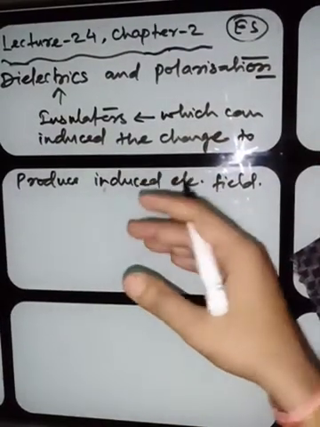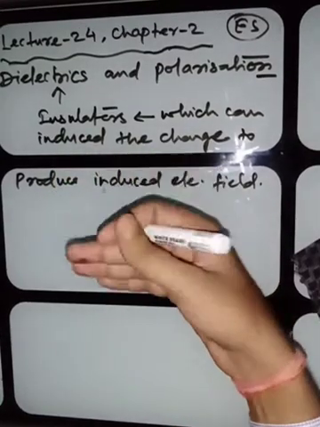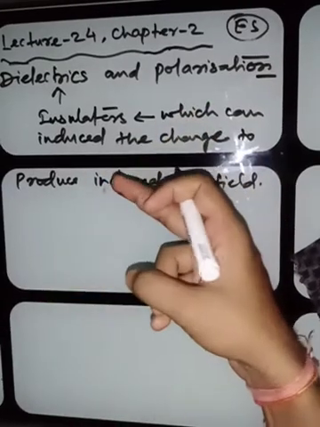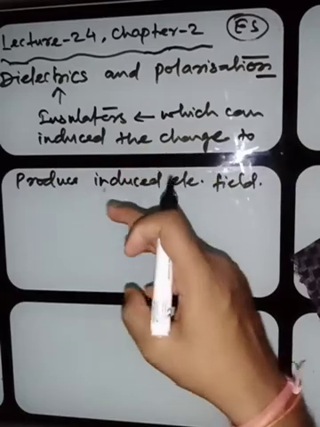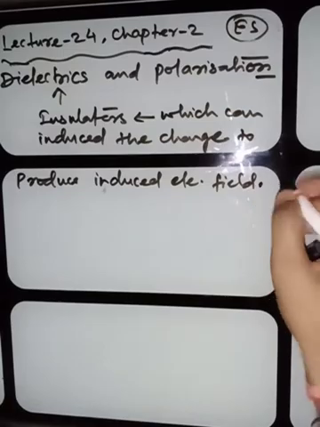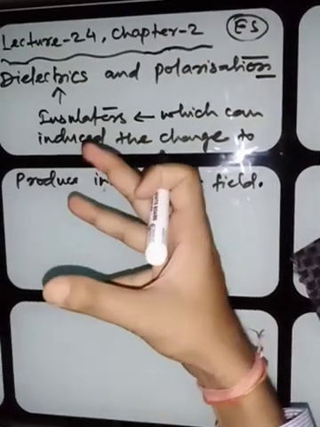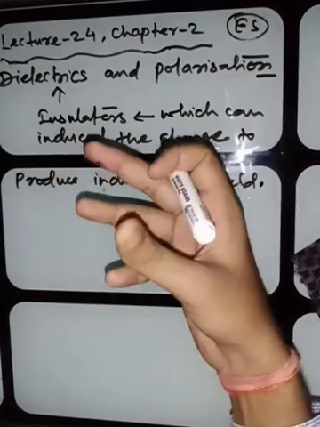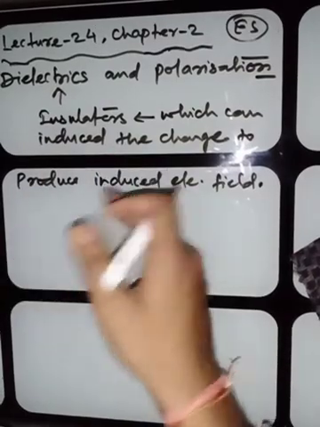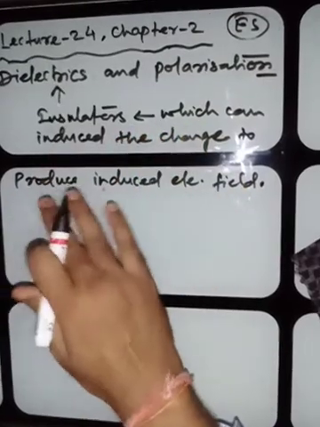Dielectric means that one electric field we supply and another electric field is induced by the material. That's why this is called a dielectric. But the important thing we have to study here is in which direction this dielectric will induce the electric field, whether in the direction of the applied electric field or opposite to it. The answer is: dielectric induces an electric field opposite to the applied electric field.